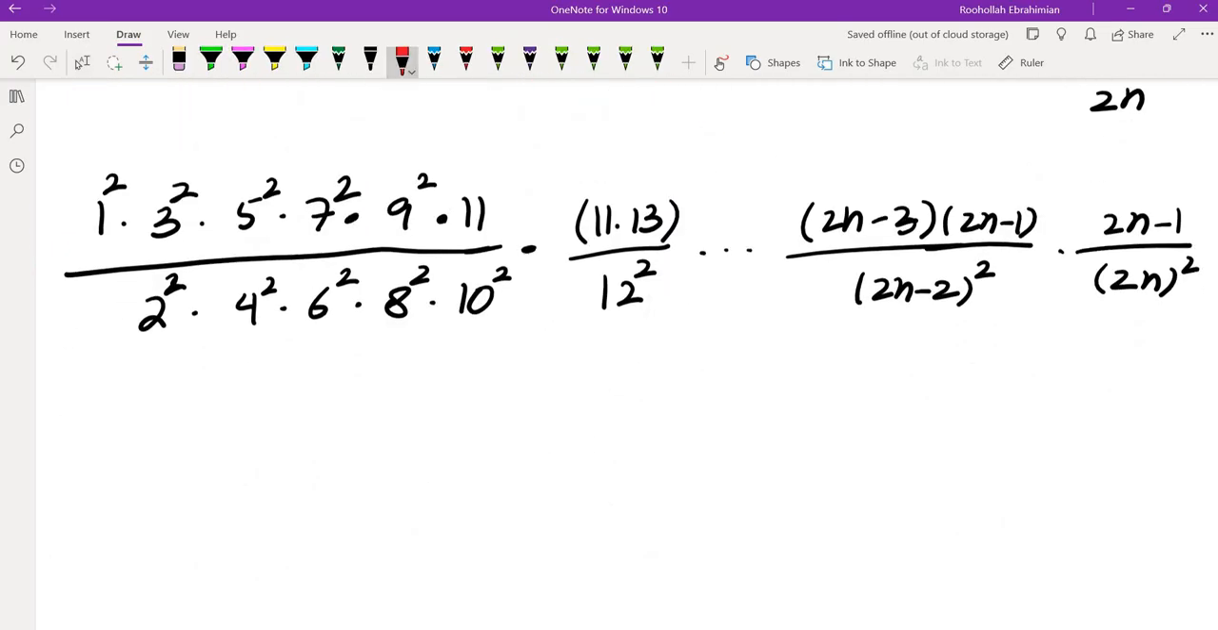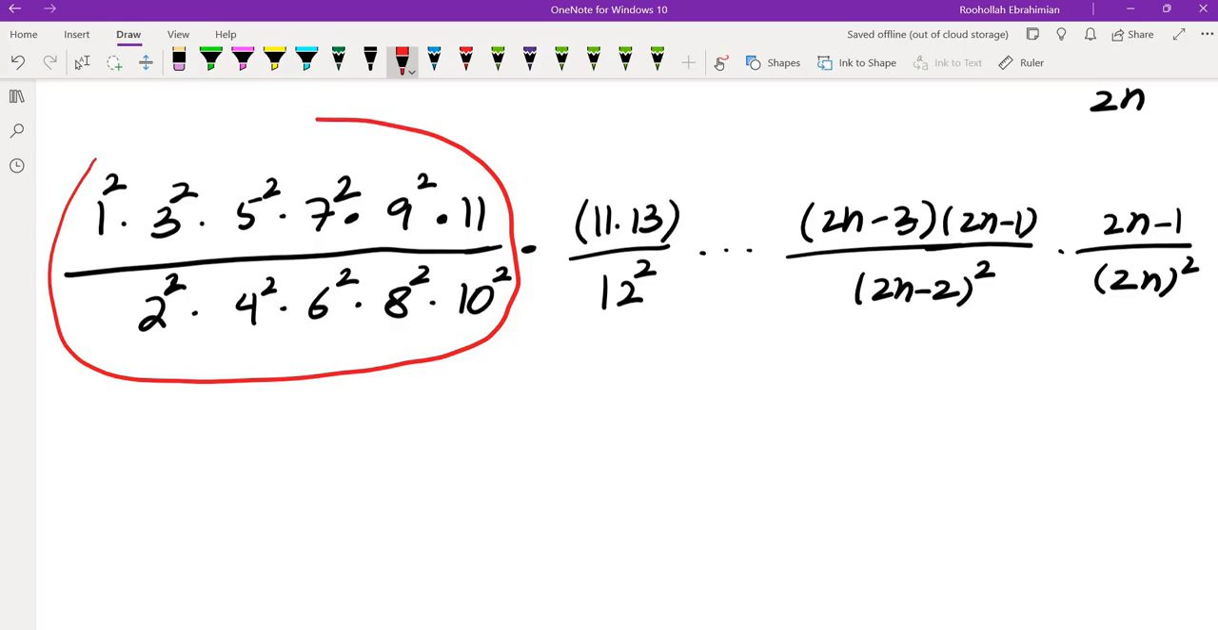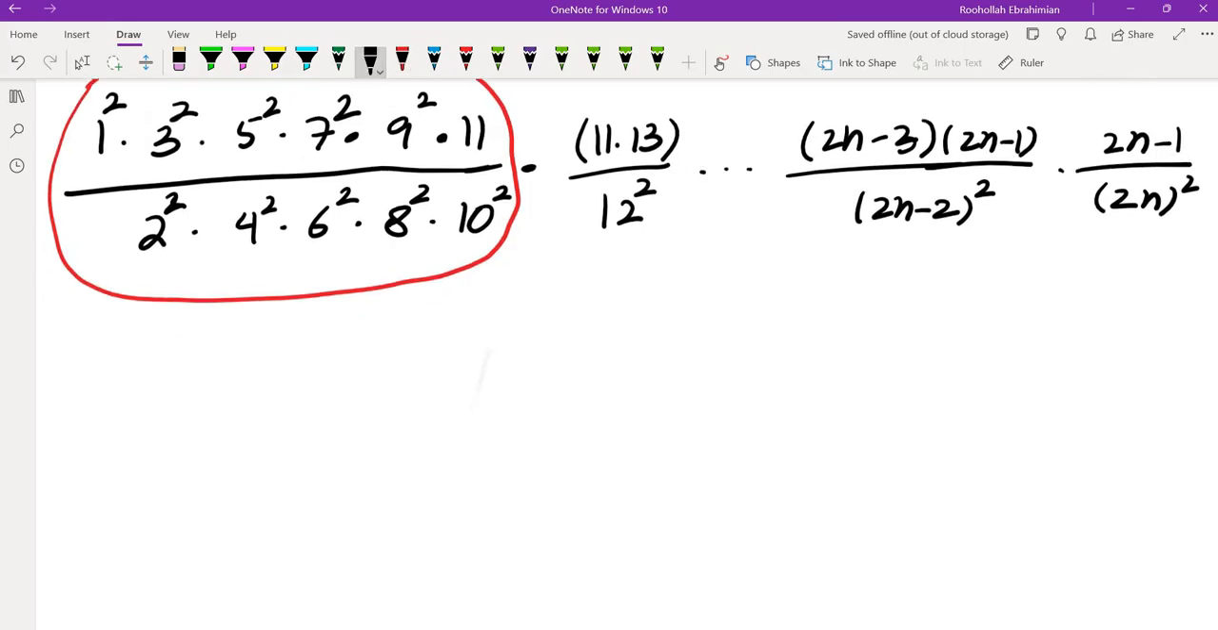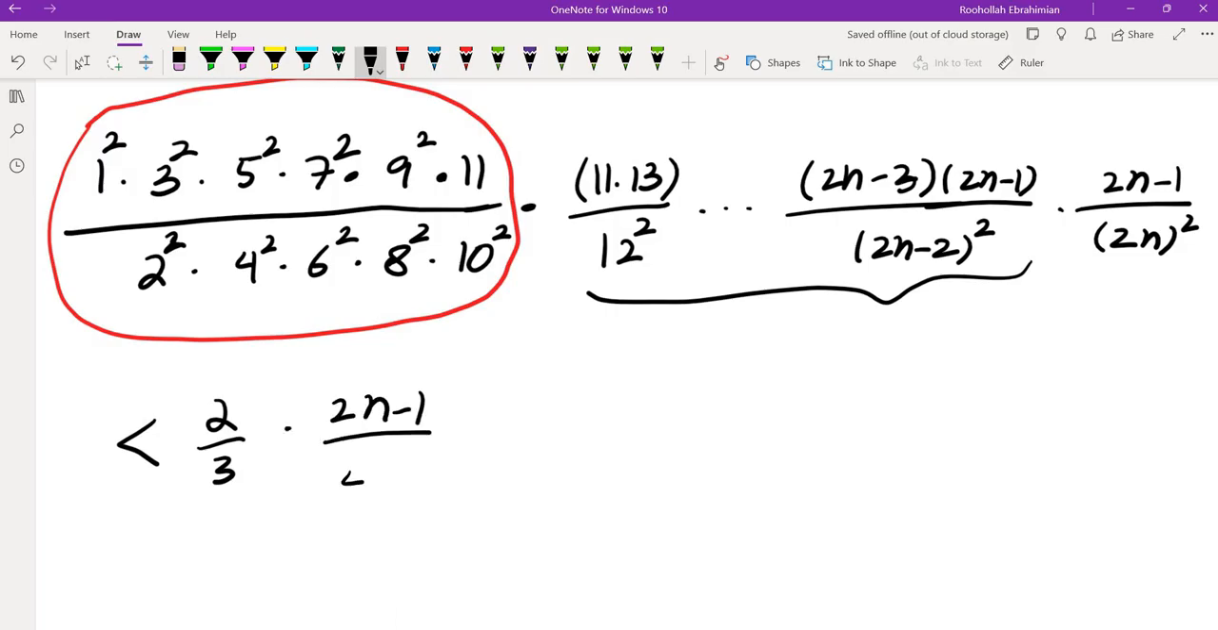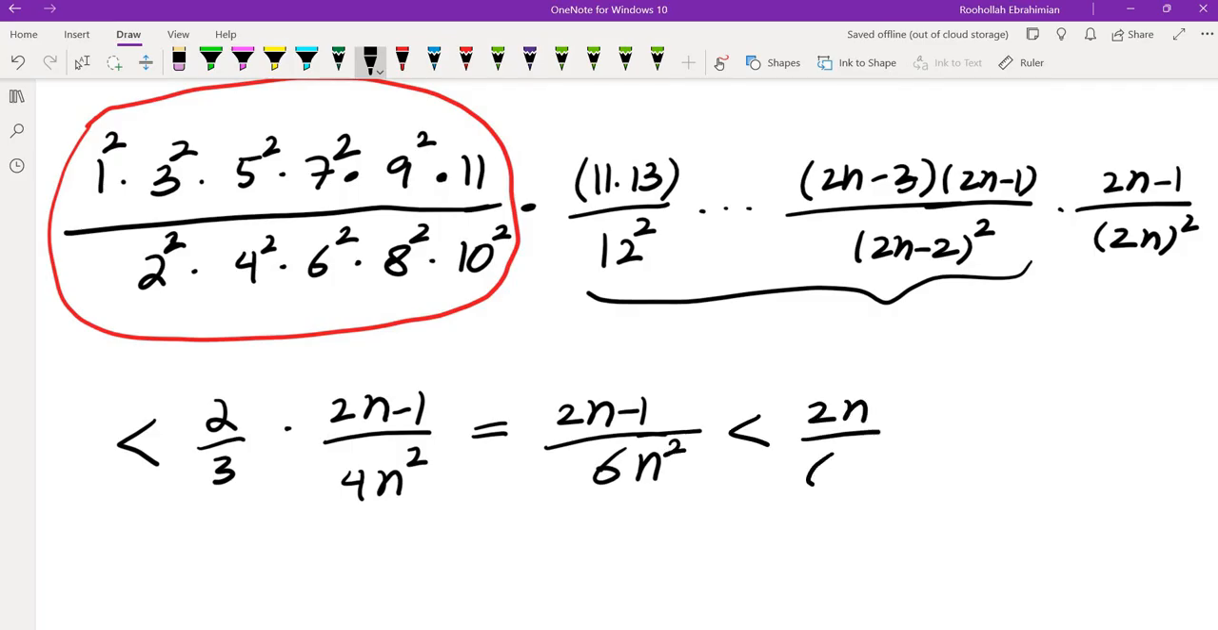Now, if you compute this quantity, it's going to be a bit computational, but it's definitely possible to do manually. This is going to be less than 2/3. The rest of these are going to be less than 1. So we get 2n minus 1 over 4n squared. So this becomes 2n minus 1 over 6n squared at the bottom, which is less than 2n over 6n squared, which is 1 over 3n. That's exactly what we wanted.